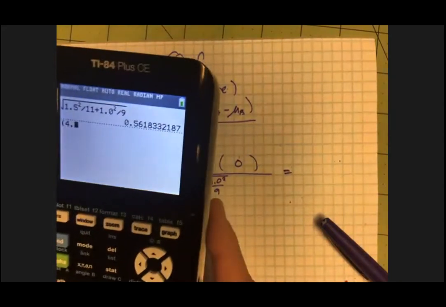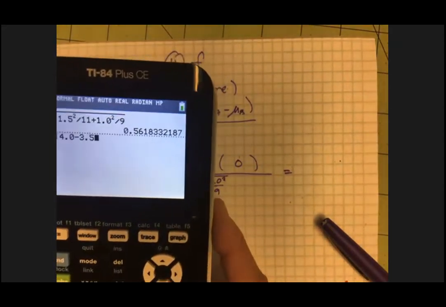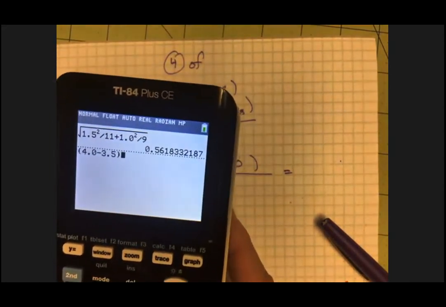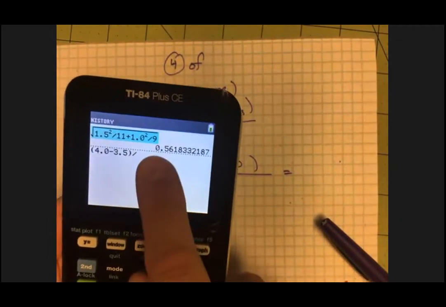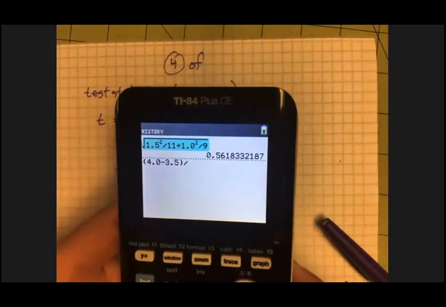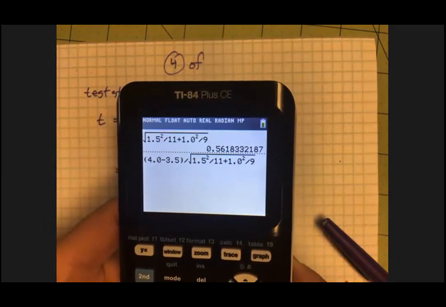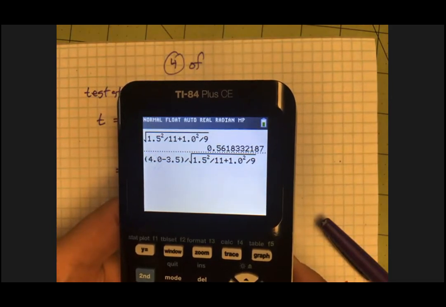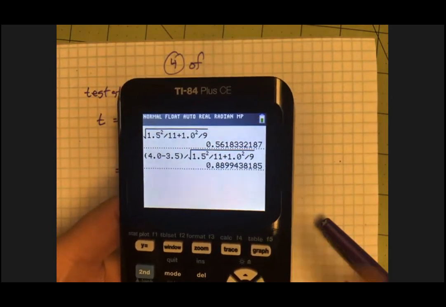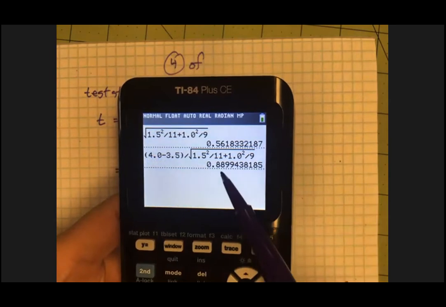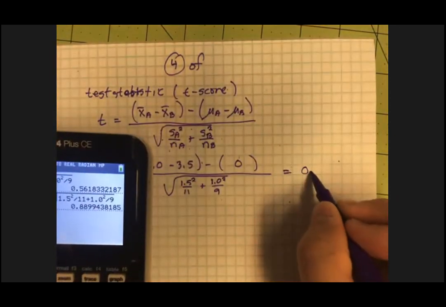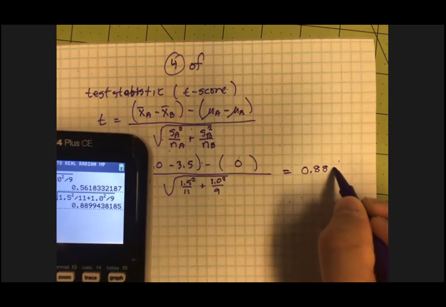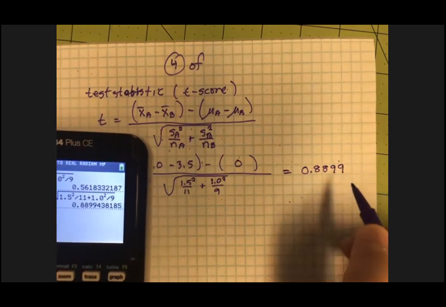Just 4.0 minus 3.5 divided by that number up top. I could just grab that whole square root up top and have it show up down here and then calculate this number. 8899. Let's just take the 4 decimal places. 0.8899.